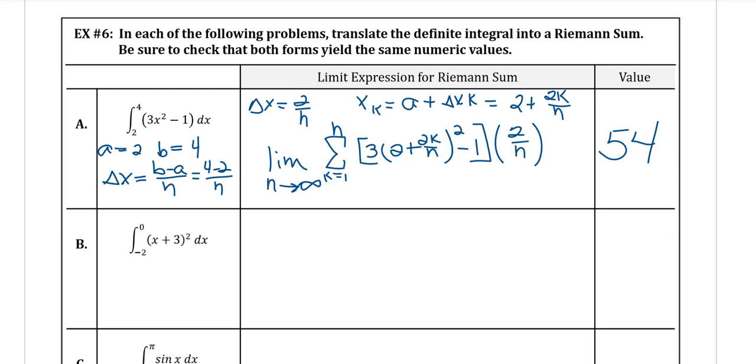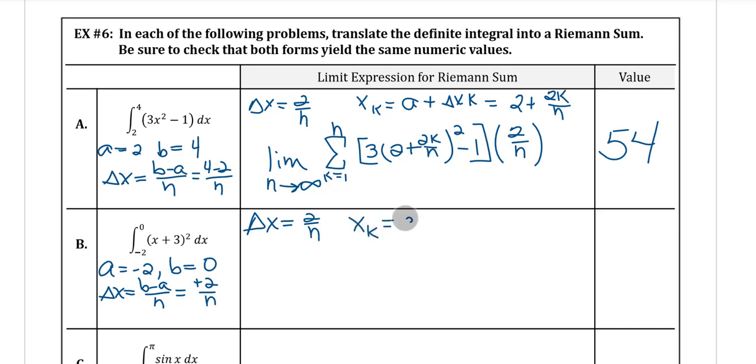Okay, next we're going from negative 2 to 0, the integral of x plus 3 squared dx. In this case, a is negative 2, b is 0, so delta x is b minus a over n. So that is just going to be positive 2 over n, because we're going to have minus a negative. So we have our delta x here. And then our x sub k is a plus delta x k. So our a is negative 2 plus 2k over n.